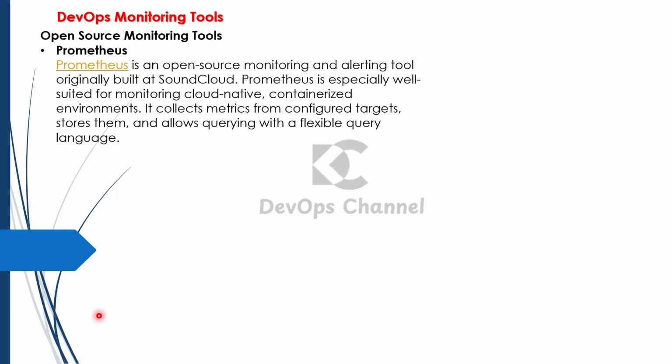First, let's discuss open source monitoring. The first one is Prometheus. It's very famous. It's an open source monitoring and alerting tool originally built at SoundCloud. Prometheus is especially well suited for monitoring cloud native containerized environments. It collects metrics from configured targets, stores them, and allows queries with a flexible query language, so you can filter them by timestamp.